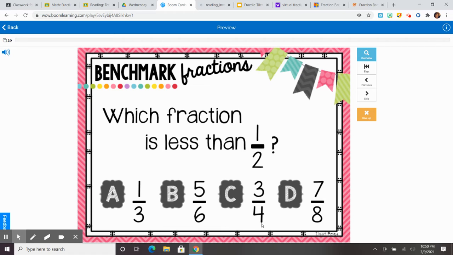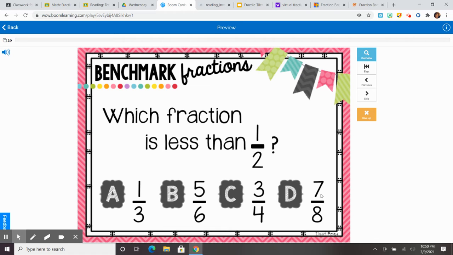What is half of 4? That means 2 times what gives me 4? All right, and it's 2. So 2/4 is equivalent to 1/2. What is half of 8? Half of 8 is 4. All right, so in this case, let's look at this one, 7/8. Is 7/8 going to be greater than, less than, or equal to 1/2?